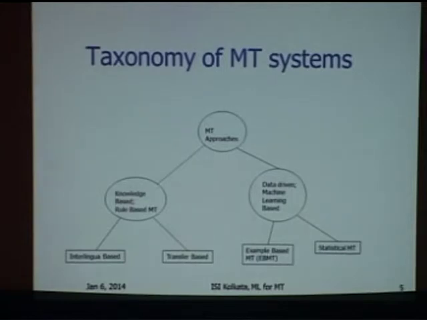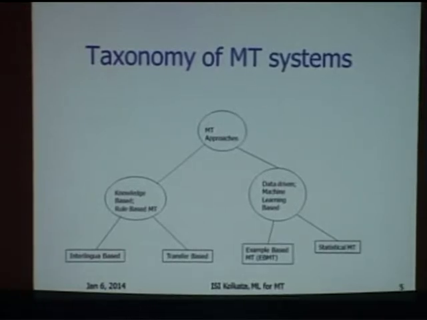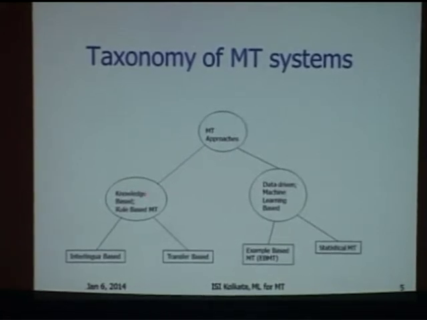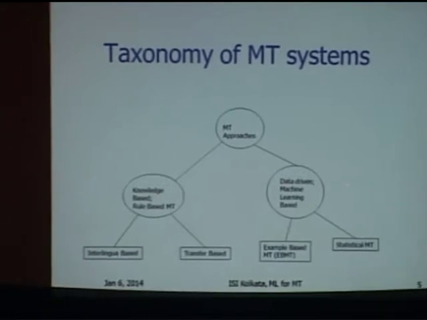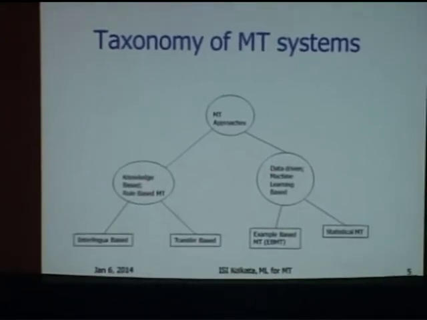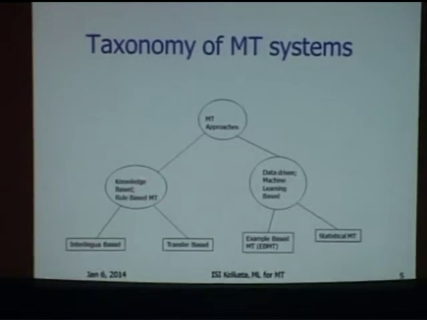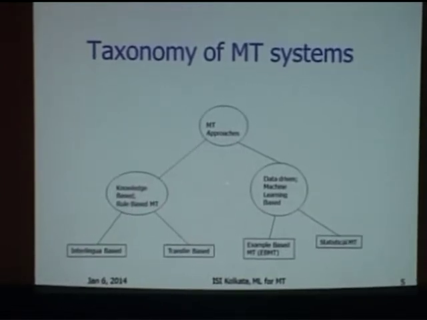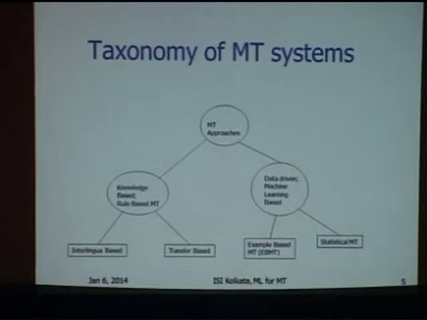So machine translation, as we know, translates from one language to another by automatic means. The approaches to machine translation can be divided into two broad categories. The first category is knowledge-based, rule-based machine translation. And a lot of computer science actually originated in this knowledge-based, rule-based machine translation. Since the 1960s, there has been effort, especially during the Cold War days, to translate between English and Russian by automatic means. And that would happen by making use of rules.